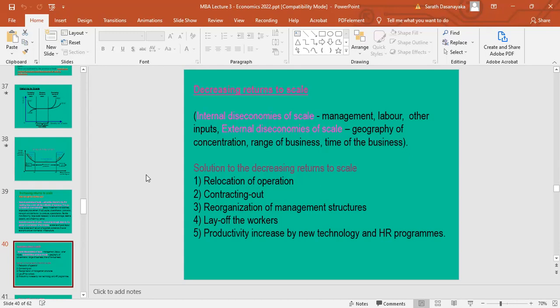And contracting out: they identify this is the area where cost is going up. They contract out to some other parties, third party, fourth, fifth party logistics are there. Reorganization of the management structures: they don't want to go for the earlier hierarchy methods, but a flat structure.